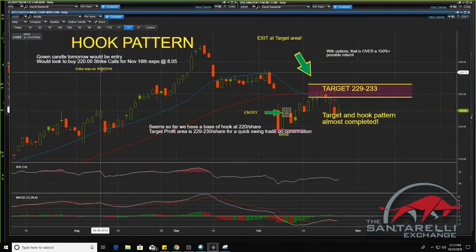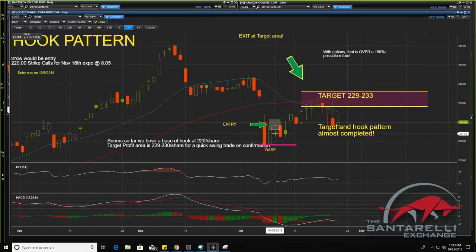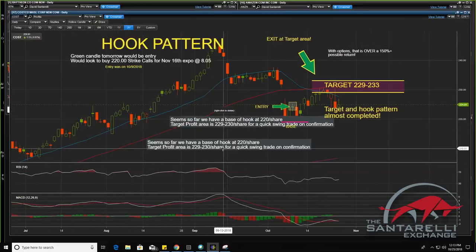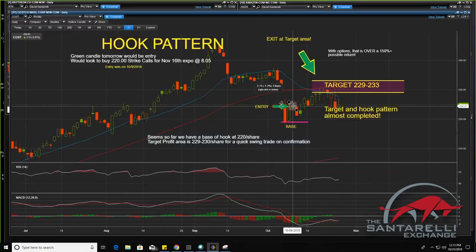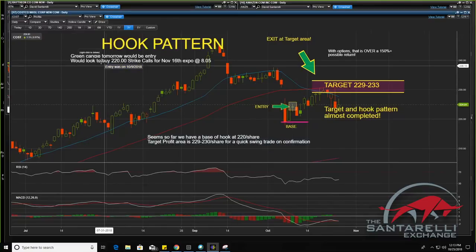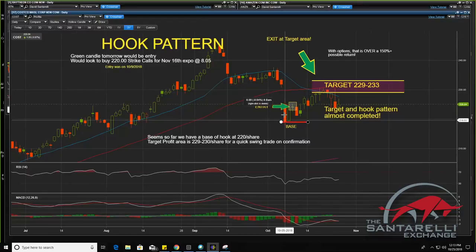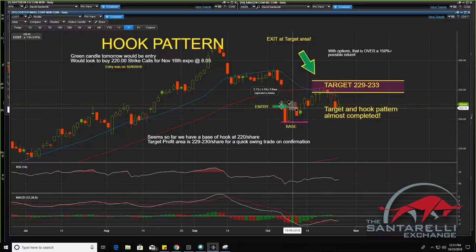Okay, we entered on 10-9. Here was 10-9 on Costco, I'm sorry. So on Costco, here was our entry on 10-9. I shared a chart once we had the double base here. I said once we get a green confirmation tomorrow, that was going to be our buy signal.